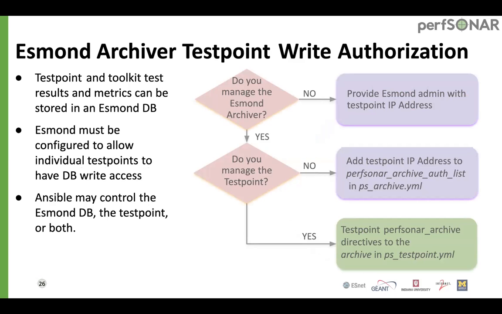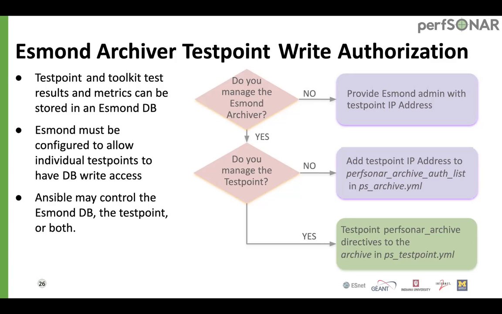If you manage the Esmond archiver, let's say you don't, let's say another institution or somebody else that you don't have access to has an Esmond archiver, and you want your test point to be able to write to it, that's an out-of-band operation. You have to provide the IP address to the administrator of the Esmond archive, and they have to manually add that IP address. There's no getting around it.